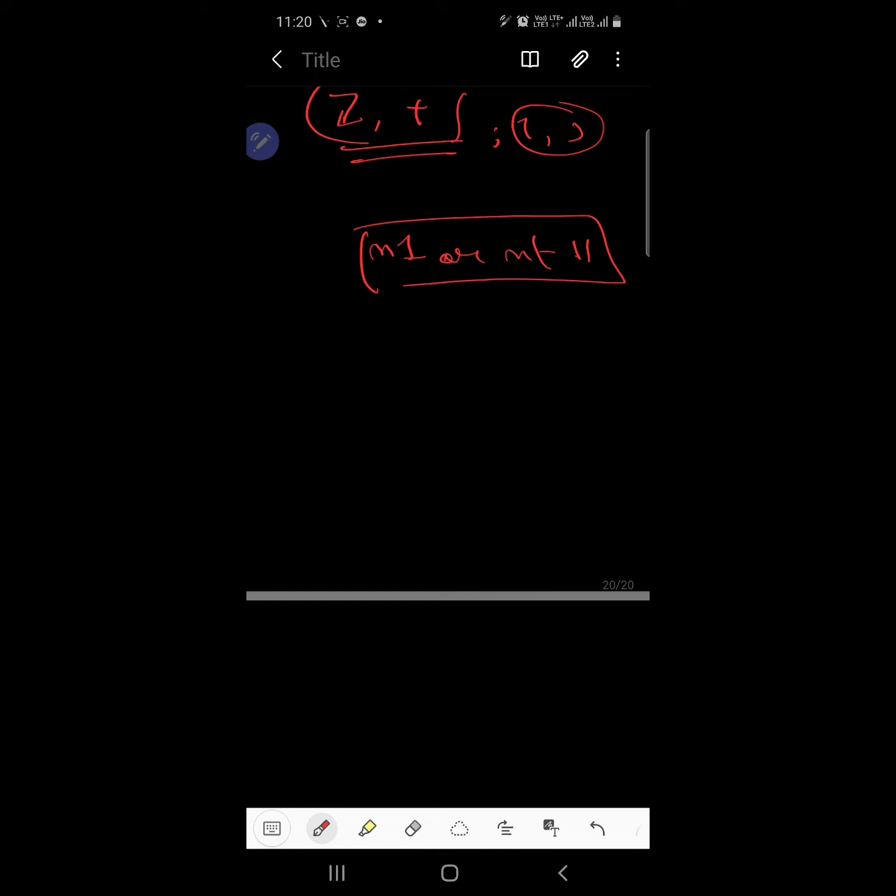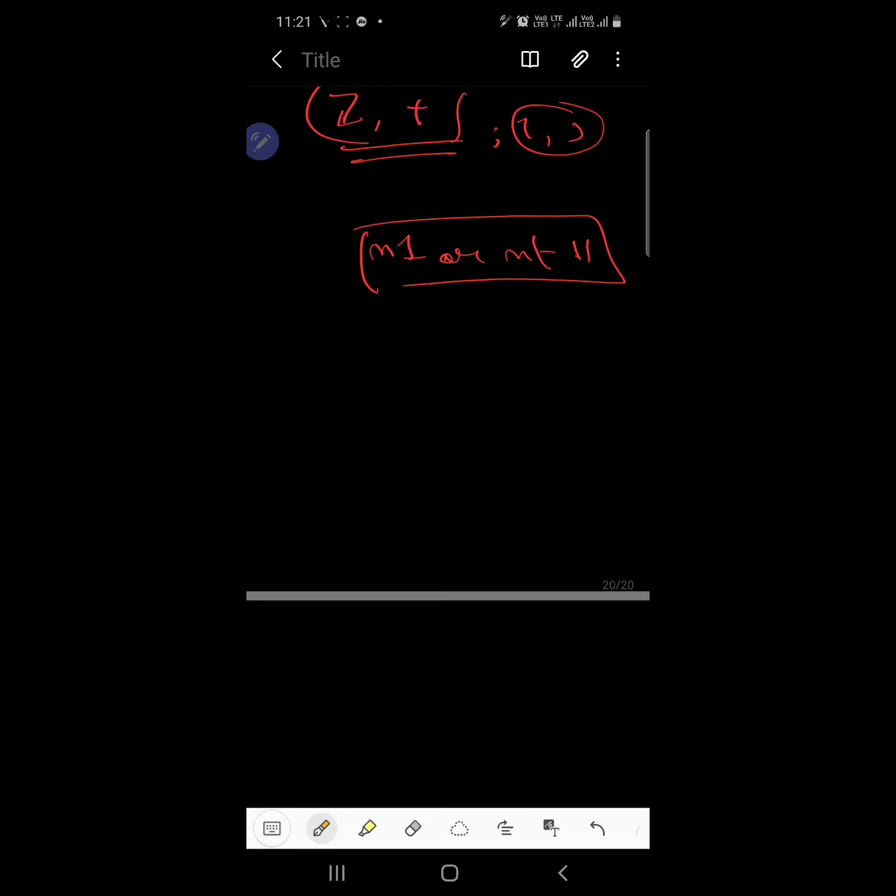2 is 2 times 1, 3 is 3 times 1, 4 is 4 times 1. Similarly, 2 is -2 times -1, 3 is -3 times -1, in that way. Got it, guys? So these two are very important examples of a cyclic group. Okay, so now let us find out some theorems and some properties of cyclic groups.